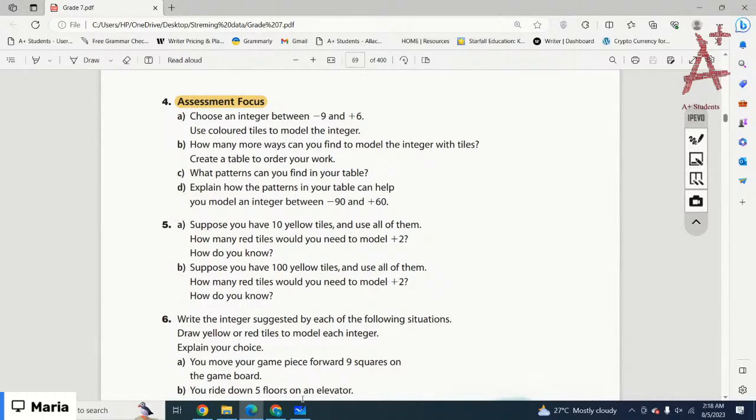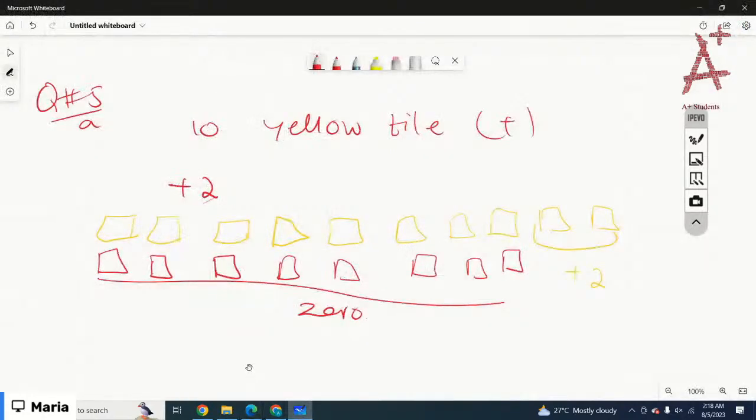Okay, B is you have 100 tiles. You have to use all 100. Like here you have 10 tiles, now you have 100 tiles. You just have to make positive 2, right? So you have 100 yellow tiles, and you have to make just positive 2. So you can see just 2 yellow tiles make positive 2. For the other 98, you have to use 98 red tiles to make them 0, and just 2 of the yellow tiles make positive 2, right? So for the B part, you have to use 98 red tiles, right?